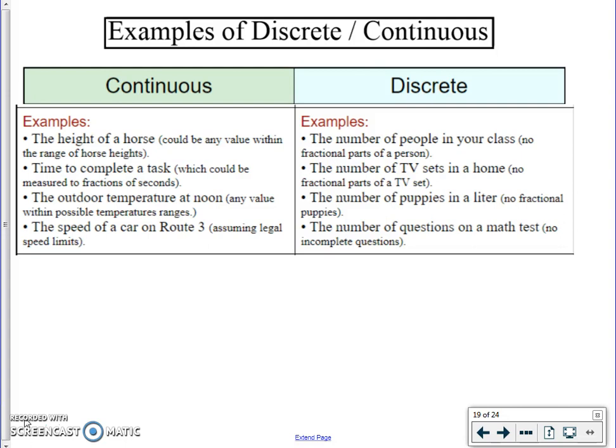The speed of a car on Route 3, assuming legal speed limits. I don't know where Route 3 is, but again, I can go anywhere from 0 up to 85 miles an hour if that's the speed limit, any number of speeds in between there.